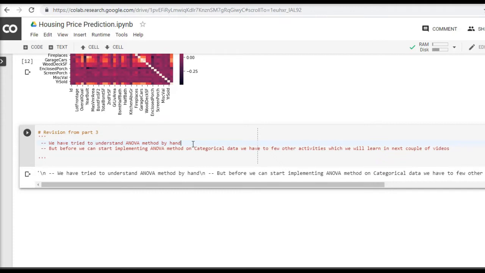But before we can start implementing the ANOVA method on categorical data, we have to conduct a few other activities. For example, we have a lot of missing values which we need to remove. We will also see there are many other columns which look numerical, but they are categorical in nature, so we will convert them to categorical first. And we will also see a few other basic activities in part four.